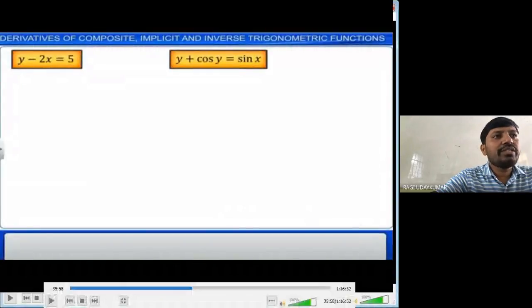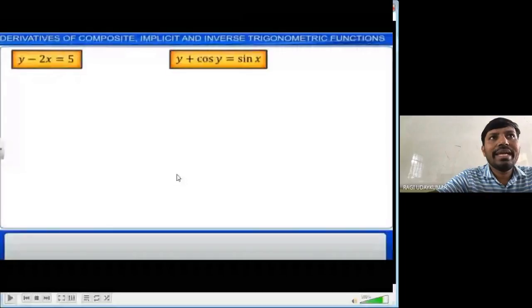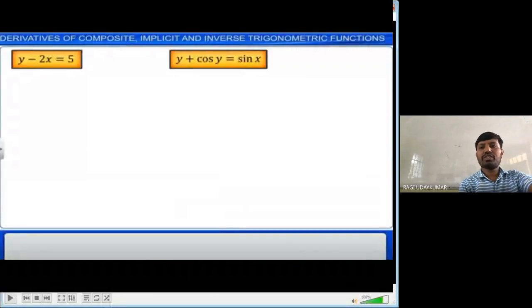So today we are going to learn about the derivative of implicit functions and inverse trigonometric functions. Implicit and inverse trigonometric functions. Suppose two functions are given to you here.